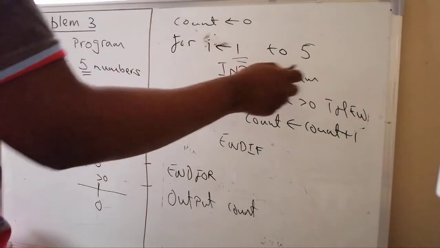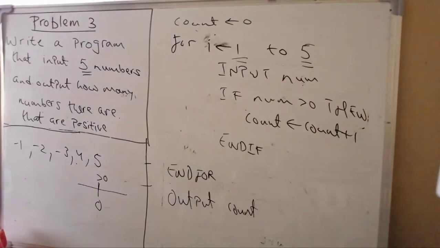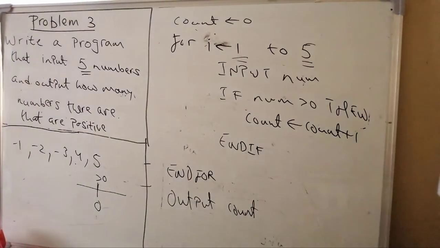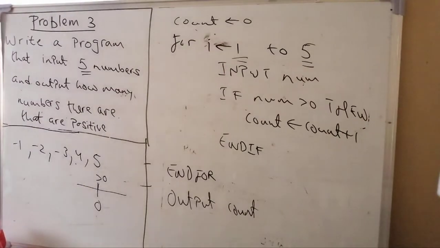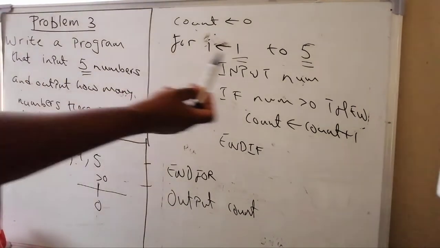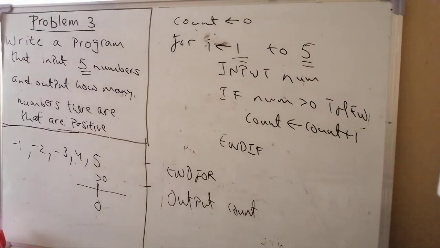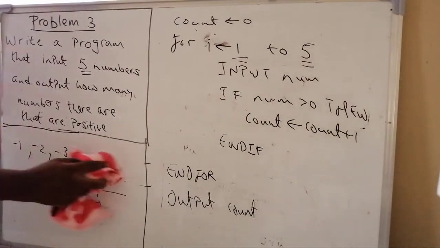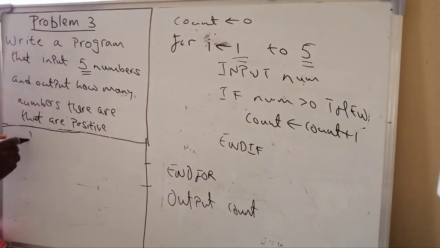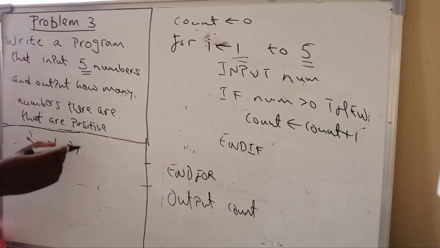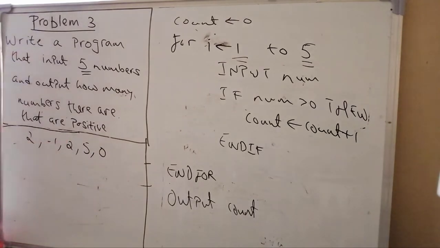So 1 to 5, and then we're inputting numbers. So it's very different. Sometimes students just write input I, but you can't input I here because I is already a count variable for the for loop. So remember that when we are inputting numbers, there should be a different variable that is computing that. Let's take a look at an example of driving this particular algorithm. So you have 2, minus 1, 2, 5, and then 0. So these are the numbers that are going to be inputted.